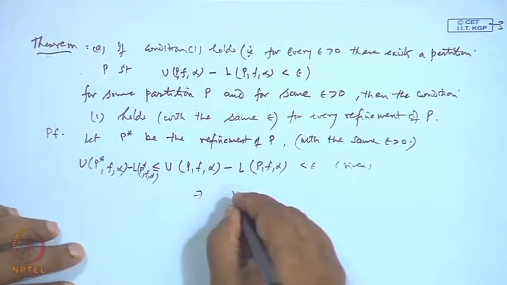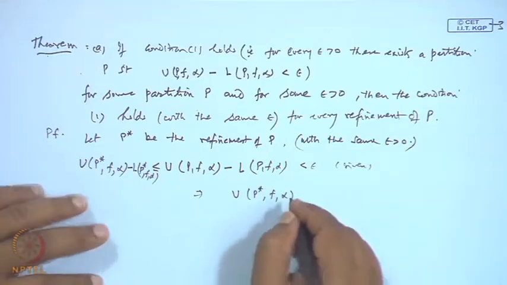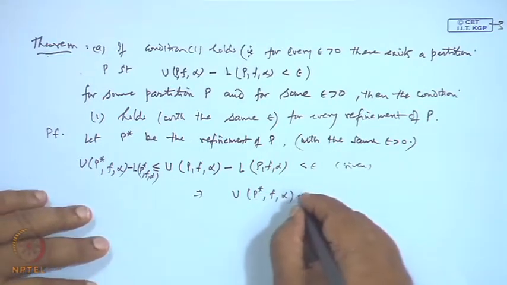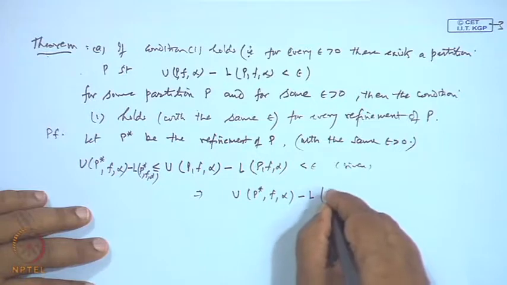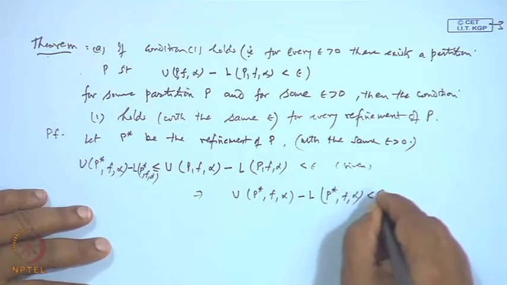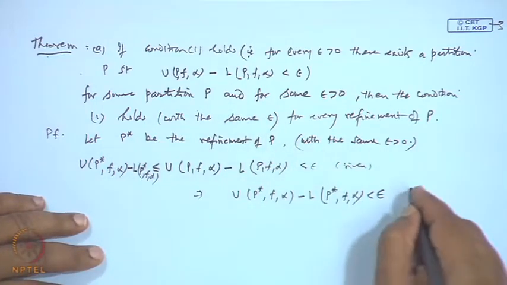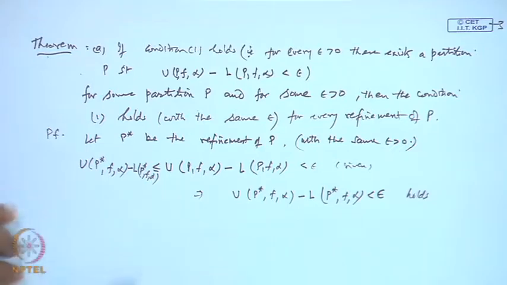So this implies that the upper sum of the function f with respect to alpha over the partition P star minus the lower sum of the function f with respect to alpha over the partition P star is less than epsilon, where P star is the refinement of P. So this holds, and this proves that.